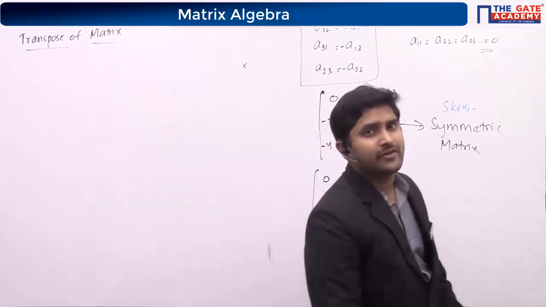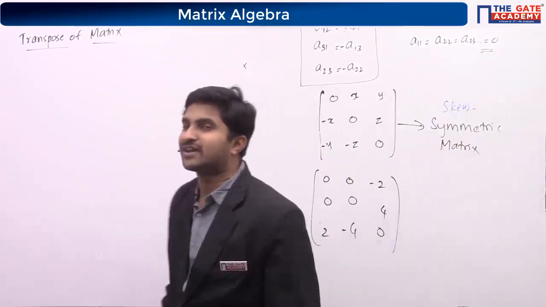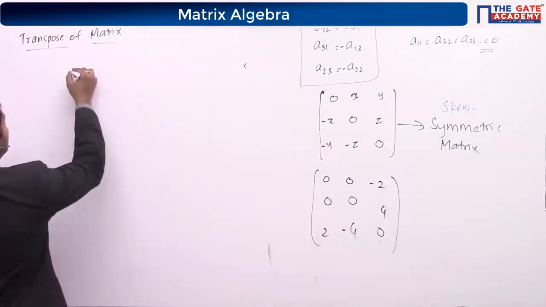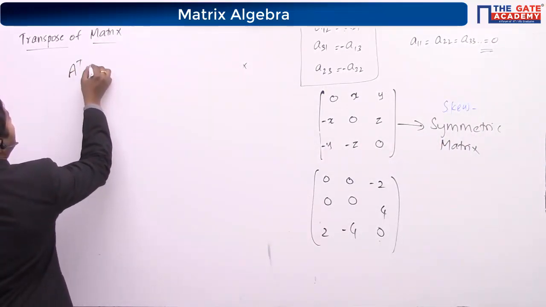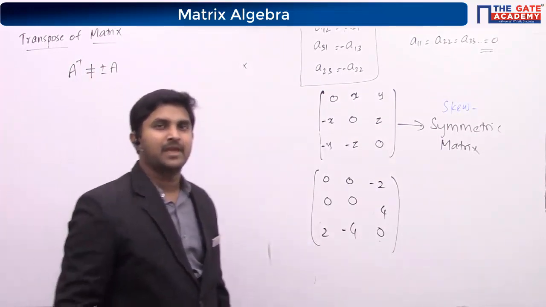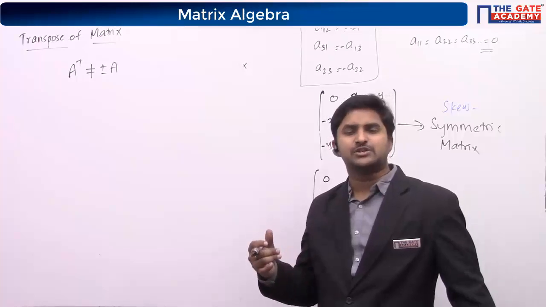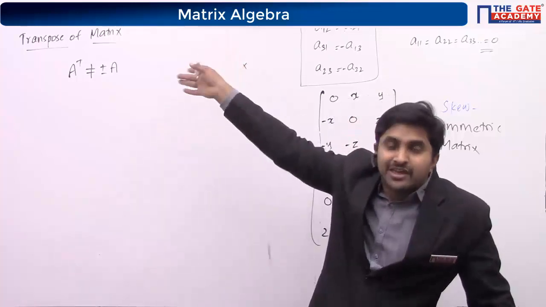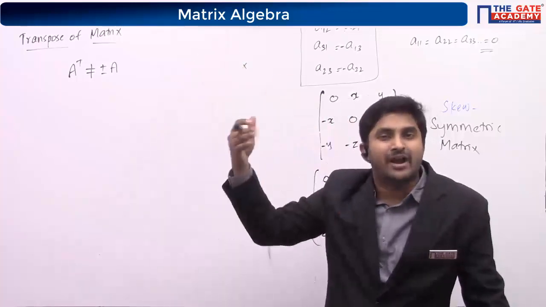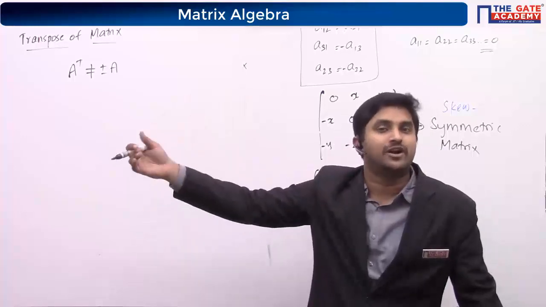Now we will also have a class of matrices where the transpose of the matrix will not be equal to A, neither will it be equal to minus A. It is also possible that we have a matrix where the transpose is not equal to that of A. See, if the transpose is equal to the same matrix, we call it symmetric. If the transpose is equal to minus of that matrix, we call it skew symmetric.